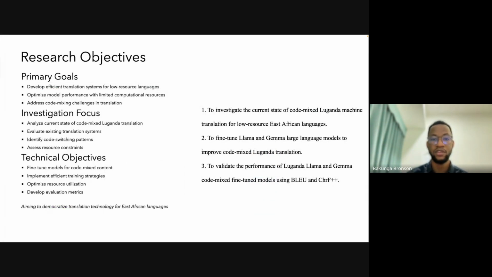So what are some of the research objectives? Well, one, we need to investigate the current state of the code mixed language machine translations for low resource East African languages. We've sort of alluded to it. We're going to fine tune some models, particularly the open source ones, which is Llama and Gemma, to improve the code mixed language translation. And then we're going to validate that using existing metrics such as BLEU and chrF++. And so in those three, we sort of encapsulated the goals, the focus, and then the technical objectives as well. We can move to the next slide.